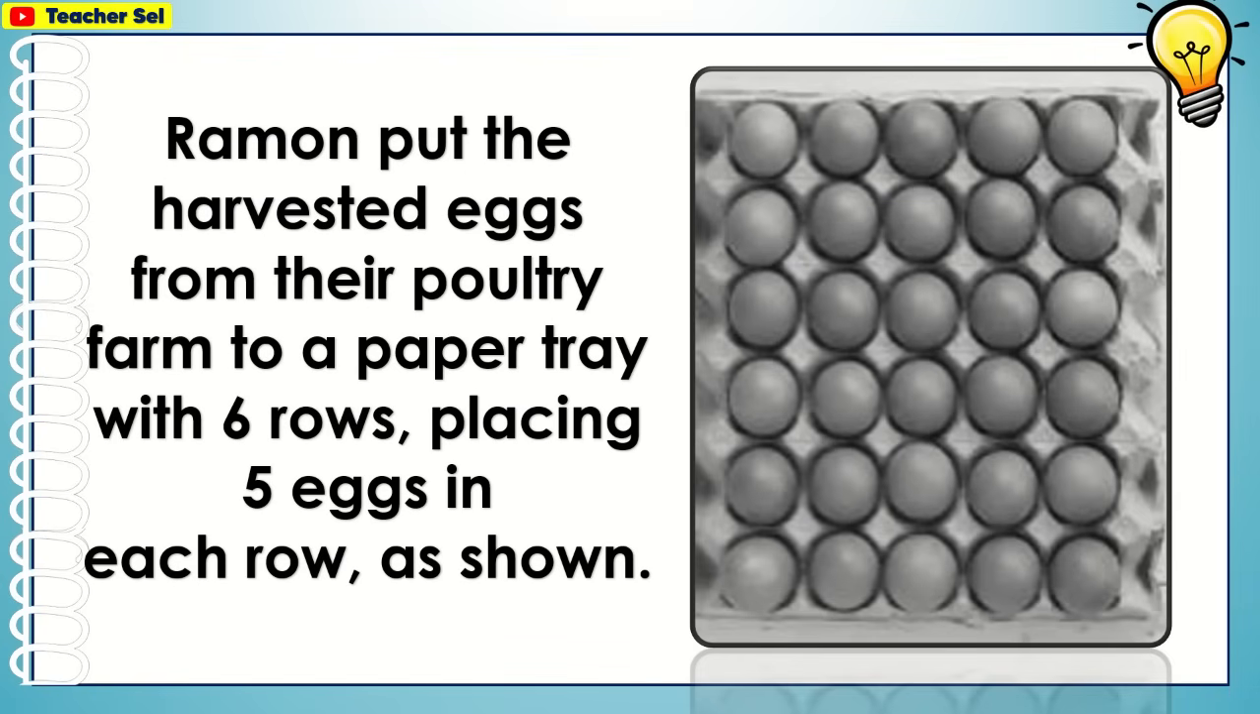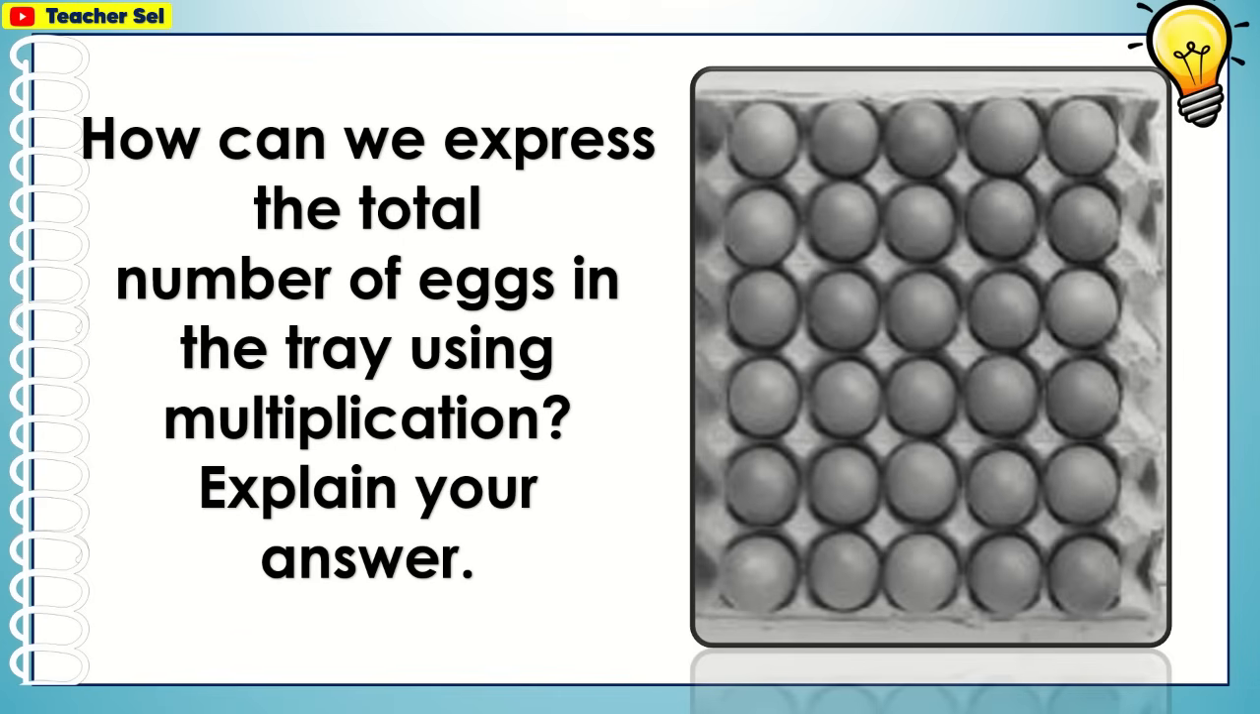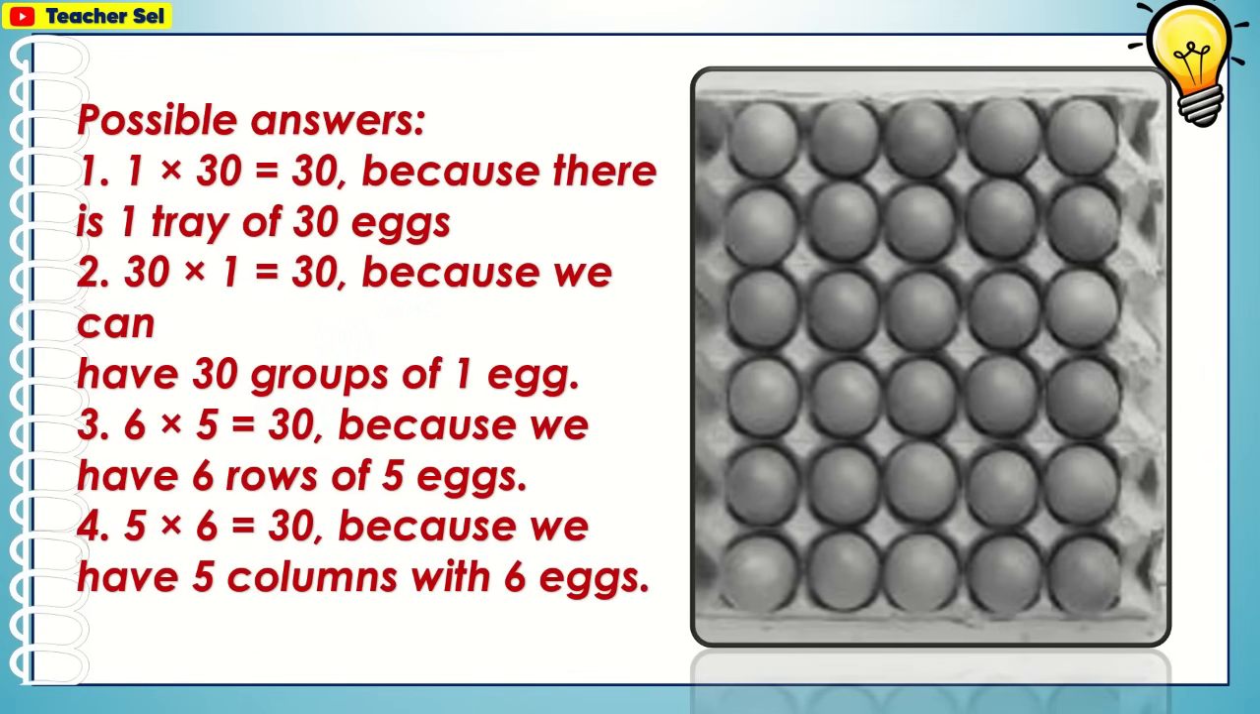Ramon put the harvested eggs from their poultry farm to a paper tray with 6 rows, placing 5 eggs in each row as shown. How can we express the total number of eggs in the tray using multiplication? Explain your answer. Here are possible answers.